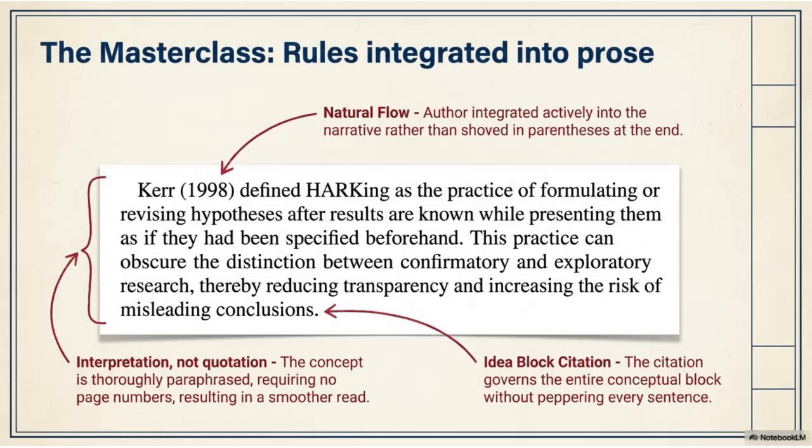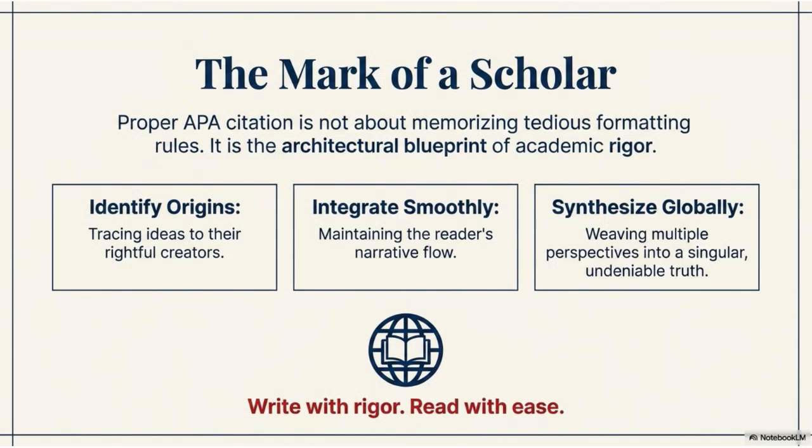In this example, I am showing you how a citation can govern an entire conceptual block. By using thorough paraphrasing and active integration, the citation becomes part of the natural flow of the sentence. My final message is that proper citation is the architectural blueprint of academic rigor. It's about honoring creators, maintaining flow, and weaving perspectives into a singular, undeniable truth.